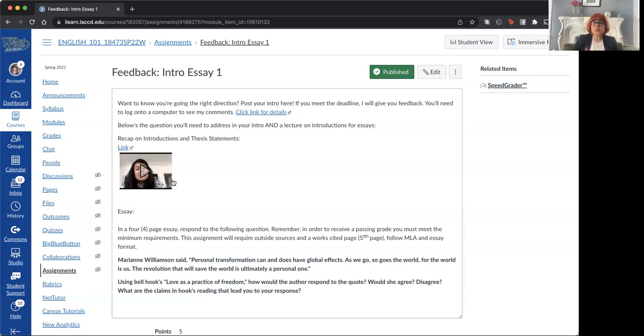The question that you're answering in your thesis, which is the third part of your introduction, is whether Bell Hooks would agree or disagree. And how do we know that? How do we know she would agree or disagree? The only way that you can know if you're making the right connections is if you can align some of the claims that she makes in Love as a Practice of Freedom to this specific quote.